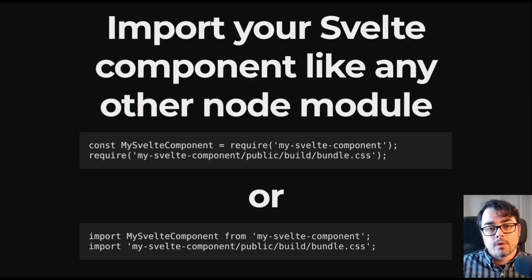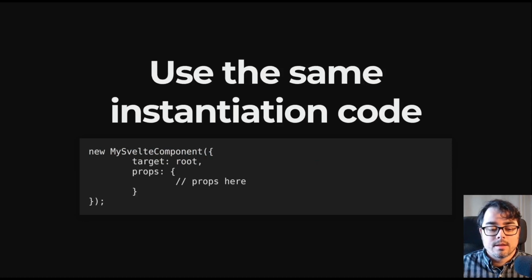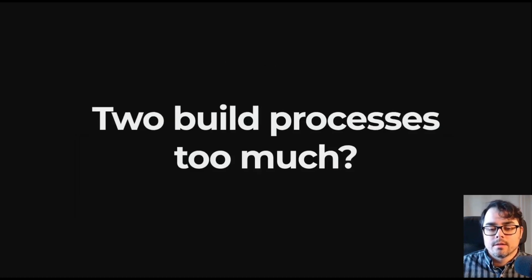Everything's working great. So to review, you can install your Svelte component as an NPM module to your existing framework. Once you import it, you can instantiate it, and you use the same instantiation process that we did with the PHP site. So that works pretty well for most systems if you don't want to add to the existing build process. But the problem with that is now you have two build processes.